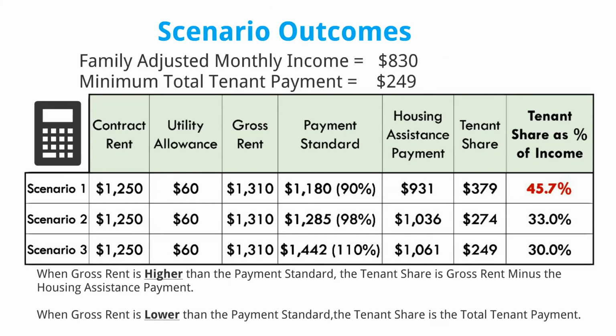When we compare these 3 scenarios, we can see how the effects of what the PHA chose as their payment standard impact whether a unit found by the family can be approved for the program and how affordable the rent actually is to the family. We can also see how these variations in payment standards affect what the PHA pays compared to how much a family pays.